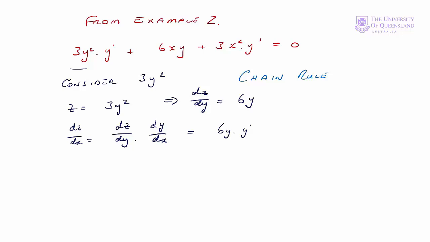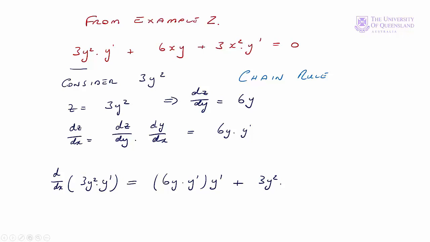Now we can go on and differentiate 3y squared times y prime. d dx of 3y squared times y prime. We apply the product rule. It's equal to, we have the derivative of the first part, 3y squared. That's 6y times y prime, that in brackets, times y prime, plus 3y squared times, well, the derivative of y prime is y prime prime, the second derivative. That's equal to 6y times y prime squared, which is different to y prime prime, plus 3y squared times y prime prime.